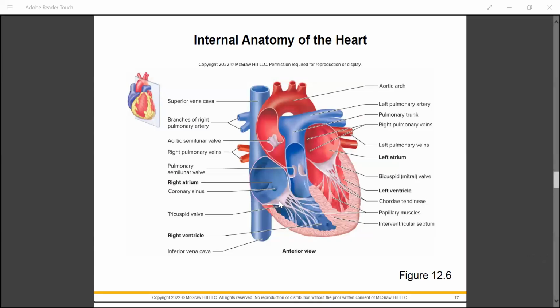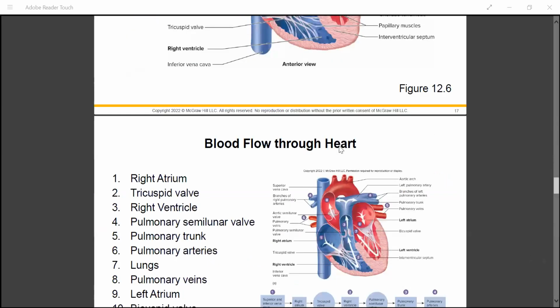You see our tricuspid valve and bicuspid valve separating our atrium and ventricle, our pulmonary valve and aortic valve. So that's going to separate the pulmonary trunk from the right ventricle and the aorta from the left ventricle. So let's go through here.